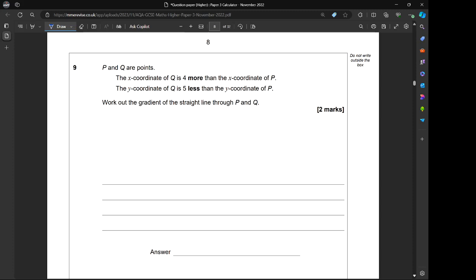I may obviously miss a few questions here, but I want to try and focus on some of the later questions. This is actually higher tier, it is actually higher tier. Okay.